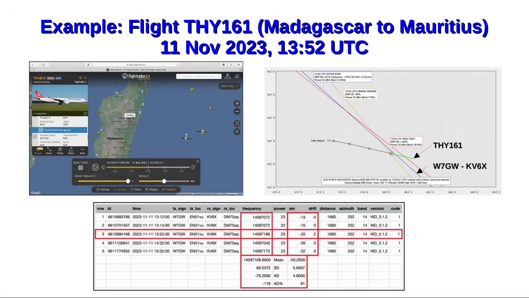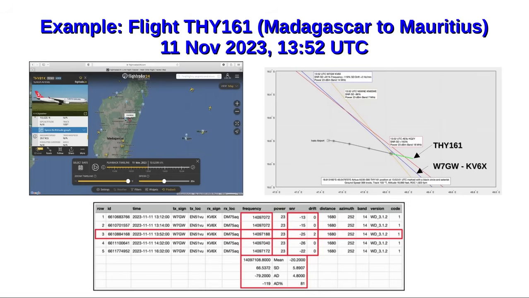On the upper left is a chart showing this flight shortly after takeoff. On the right, the path of this aircraft is shown for 2 minutes starting at 13:52 Universal Time. The extension of the link between W7GW and KV6X intersects the flight path during the time of interest. At the bottom is a table showing data extracted from the Whisper database for 5 spots recorded within 3 hours of either side of the time of interest.